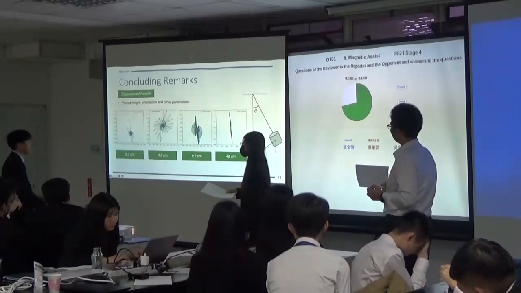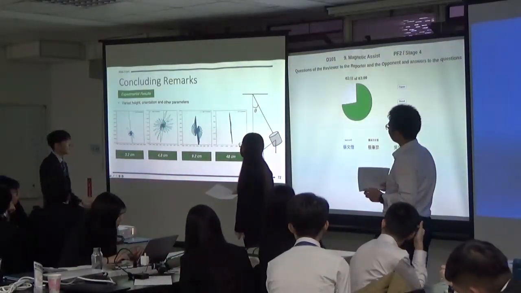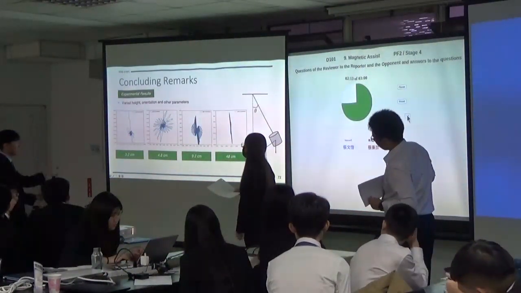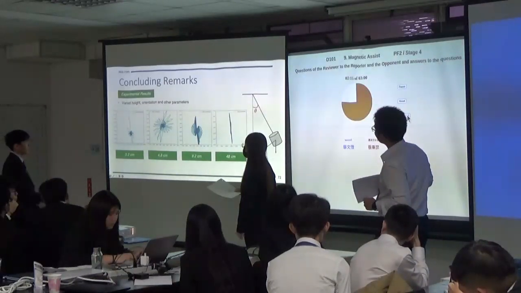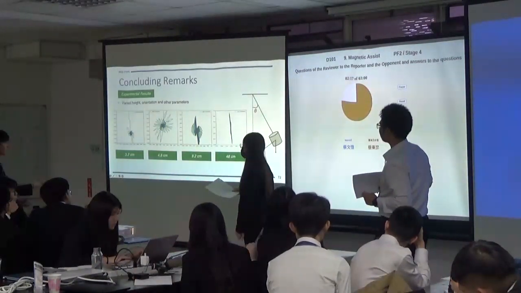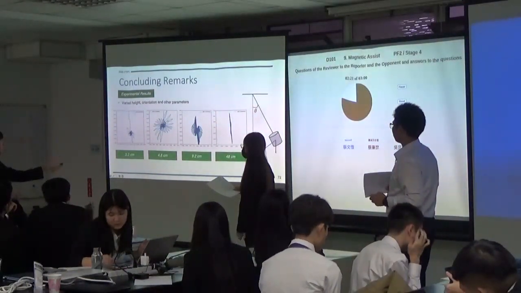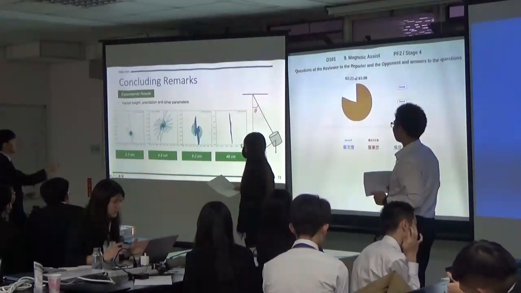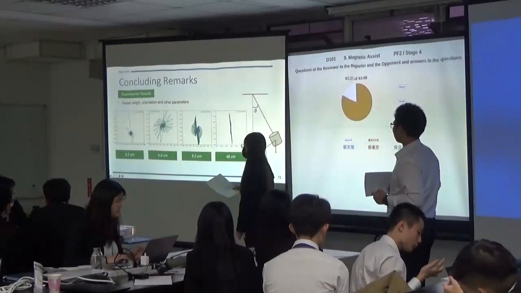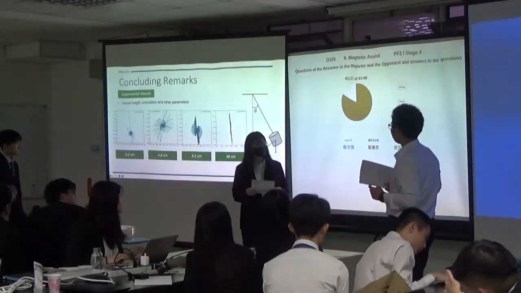I think it's because the fixed magnet is not directly below the pendulum. Yes, we try to control it to be exactly below, but our hypothesis is that maybe there are some very small errors. Okay, thank you.